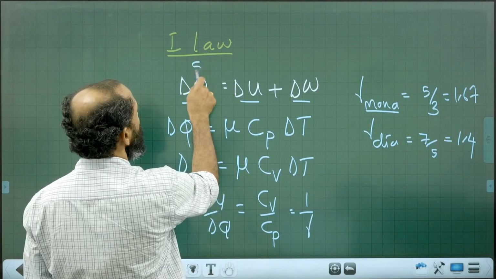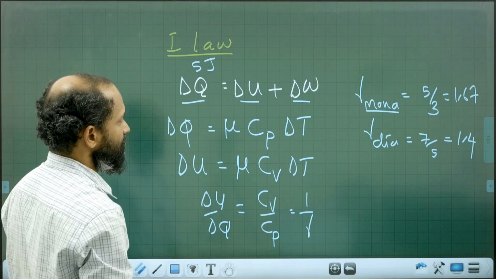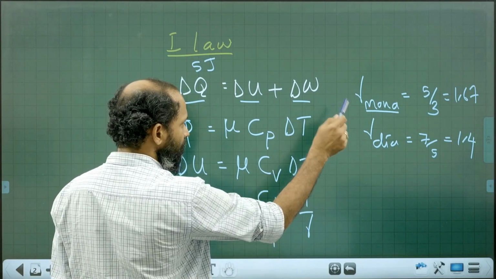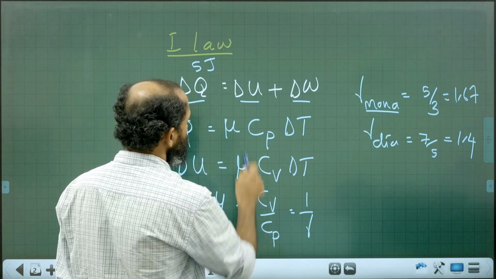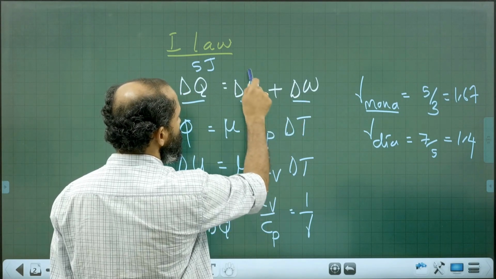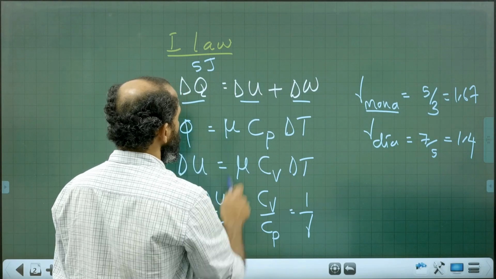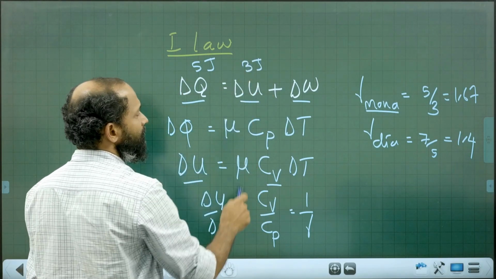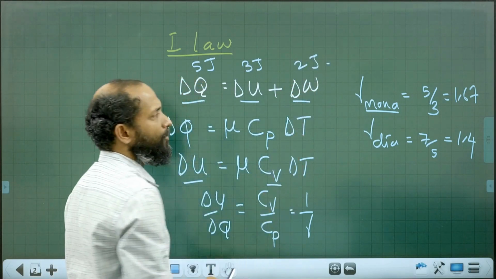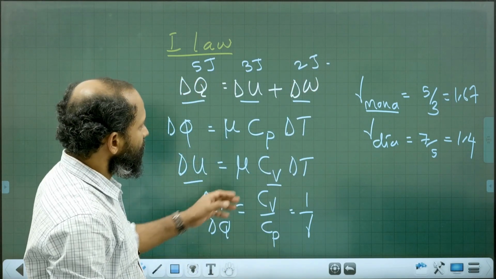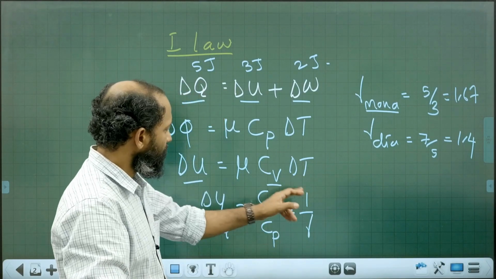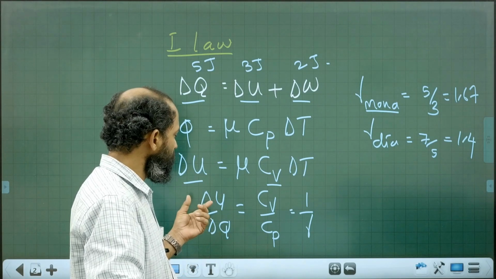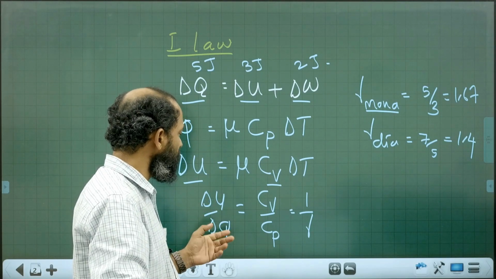That means if 5 joule of heat is added to the gas, 3 joule of that is used for changing internal energy, delta U is Cv, and the rest, 2 joule, is used for performing the work. So what is 1 by gamma really? 1 by gamma is the fraction of heat which is used for changing internal energy.